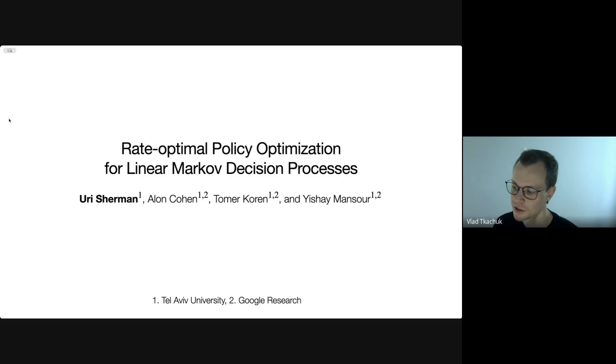Uri is a fourth-year PhD student at Tel-Aviv University. He's advised by Yishay Mansour and Tomer Koren. And prior to that, Uri spent a few years in various engineering and management positions. And before that, he obtained his bachelor's in Tel Aviv and his master's at the Weizmann Institute of Science. And his research interests are in stochastic optimization and RL.